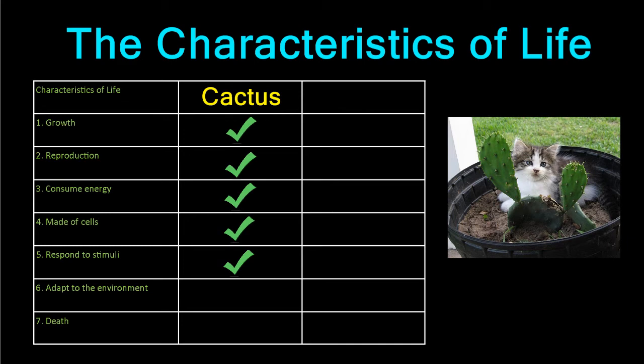Cacti are also adapted to their environments, so we'll put a check there. They're adapted for dry conditions, so they have those reduced modified leaves. Those are the spines that cacti are known for, and they have that fleshy body that can hold lots of water.